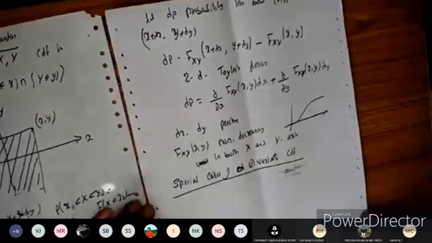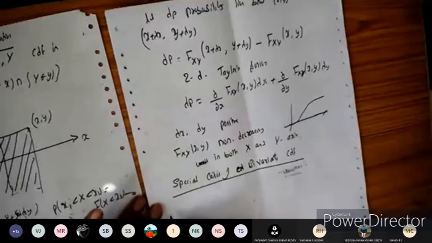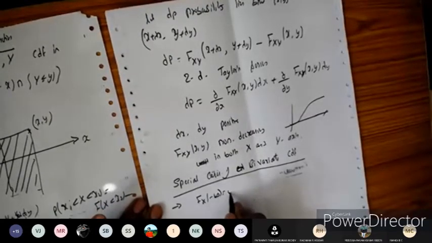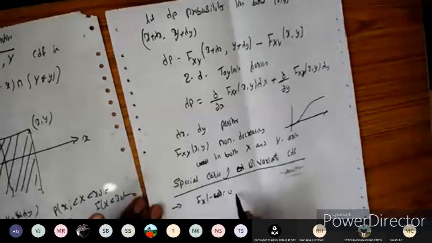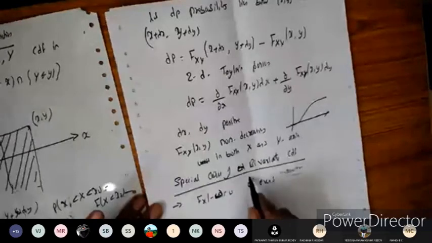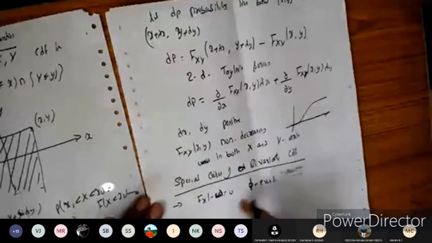So now we have seen the first property of the CDF. We have seen that F_X of minus infinity is equal to 0. That is called the null event. That is one of the properties of the CDF we have seen here.